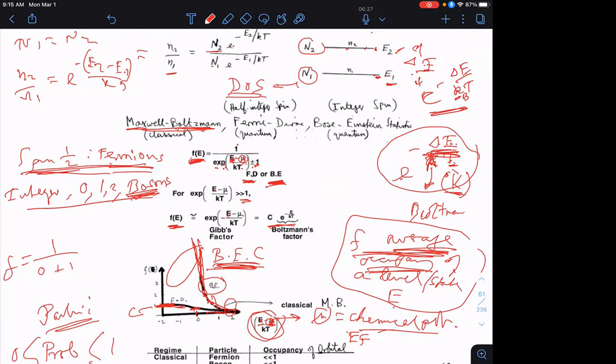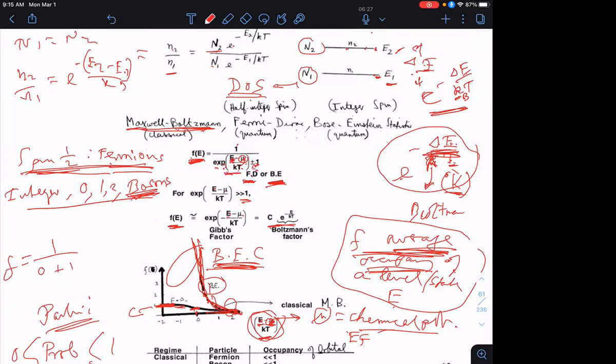Now, the difference of plus or minus 1 is not very important for high energies, where E minus mu over kT is a very large number. Then both of these asymptotically match the classical distribution function, e to the power minus E over kT, because if E is much larger than mu, this first term becomes much larger than 1.